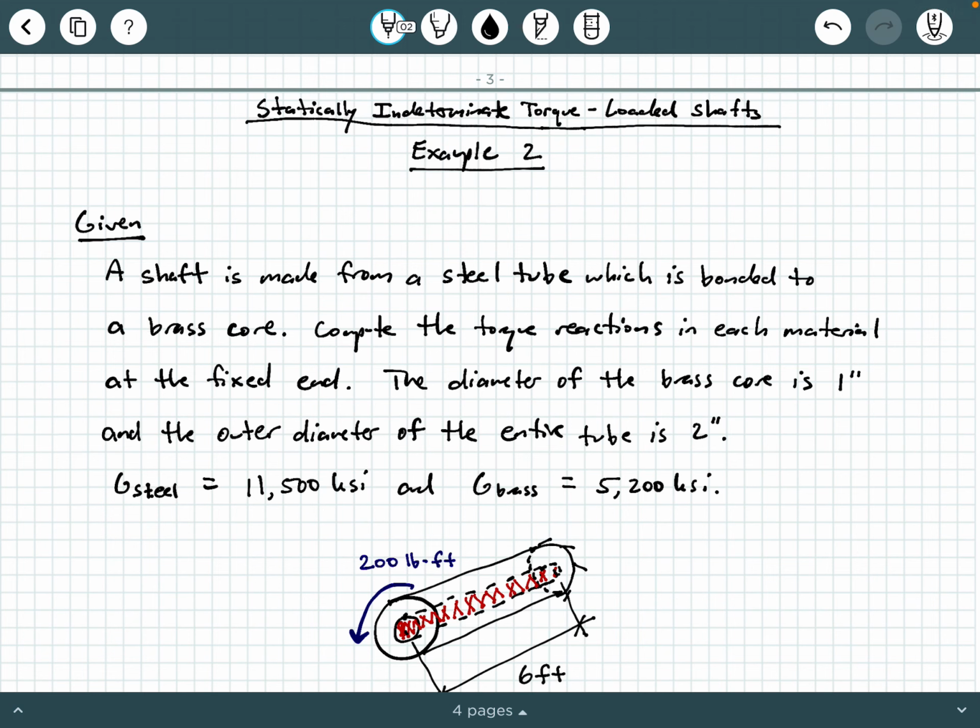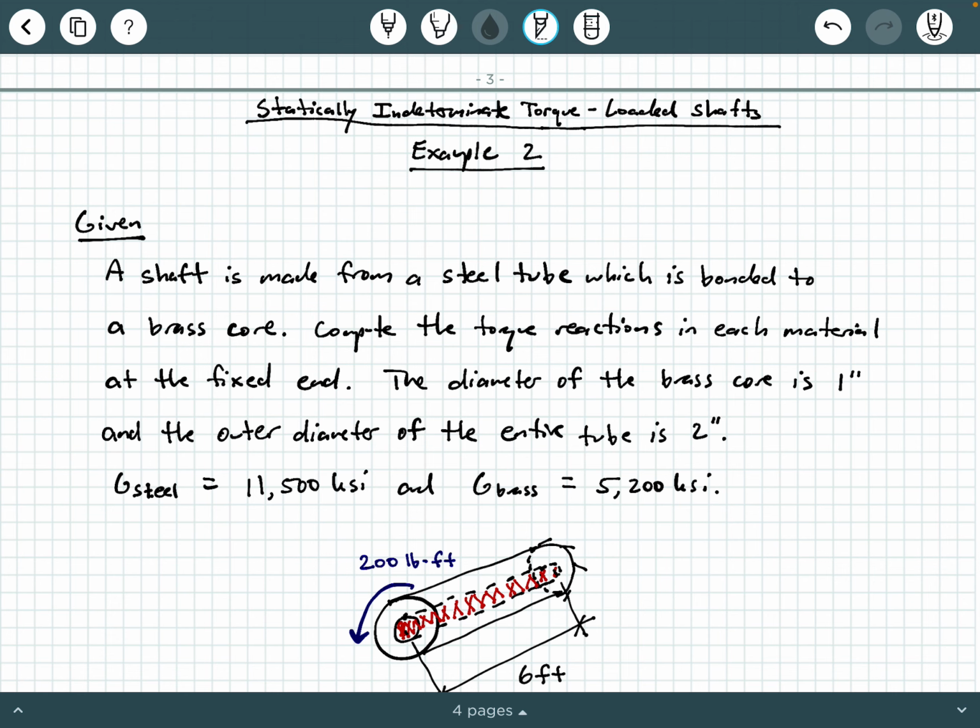Hey everybody, Dr. A here, and in this video we're going to be exploring another example of statically indeterminate torque-loaded shafts. So let's go ahead and get started. Given to us, we're being told that a shaft is made from a steel tube which is bonded to a brass core. And we're being asked to compute the torque reactions in each of those materials at the fixed end.